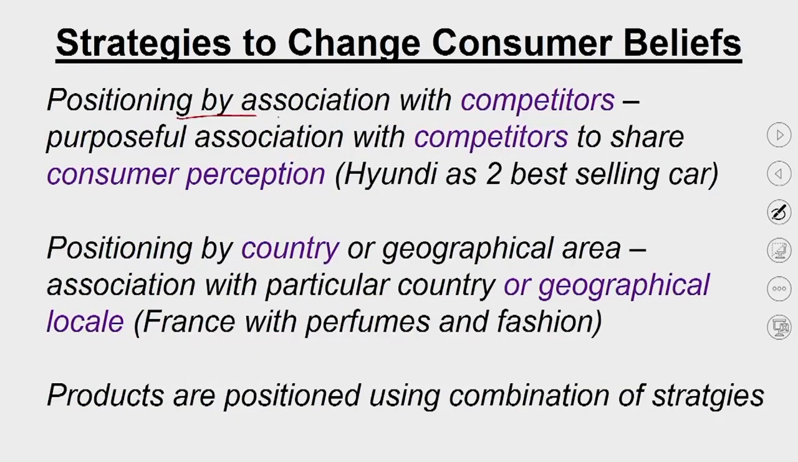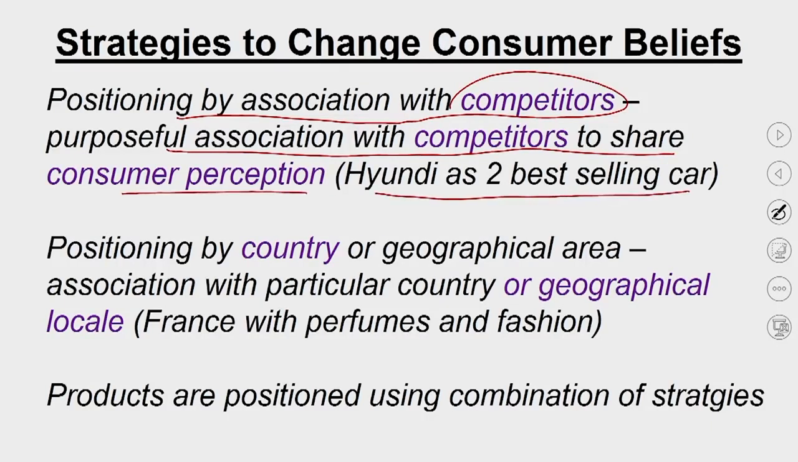I can also position my product by associating with competitors. By purposefully associating with competitors, I share consumer perception. Say Hyundai is the second best selling car. I'll say, of course we know that Maruti is the number one selling car, but we are number two. What I'm doing is basking in the glory of Maruti somehow. I am basking in the spotlight of Maruti, and so Hyundai is pushing its car, saying that if not the best, it is the second best. All those features that Maruti is offering are also being offered by Hyundai.